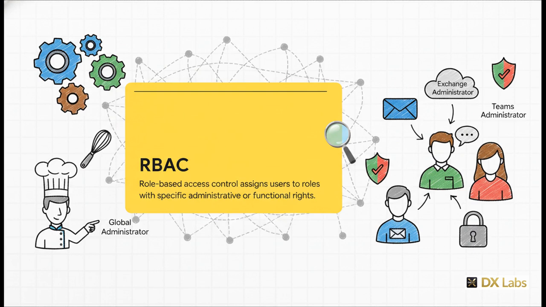For example, the global administrator role is exactly like that head chef. They have full control over all Microsoft 365 settings and services, but you definitely wouldn't give everyone that kind of power. Instead, you use service-specific roles, assigning an Exchange administrator to manage emails or a Teams administrator to handle communications. Each role has a rigidly defined scope.